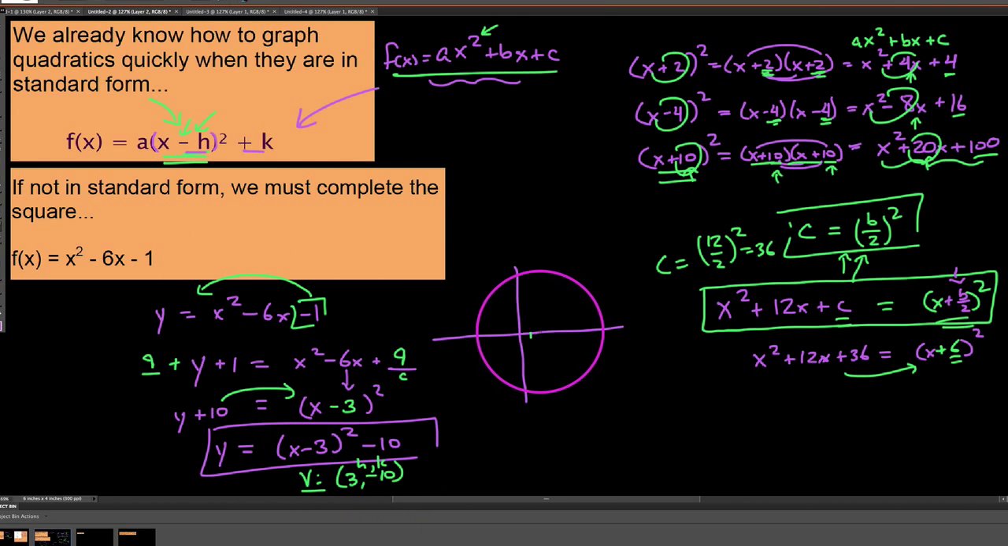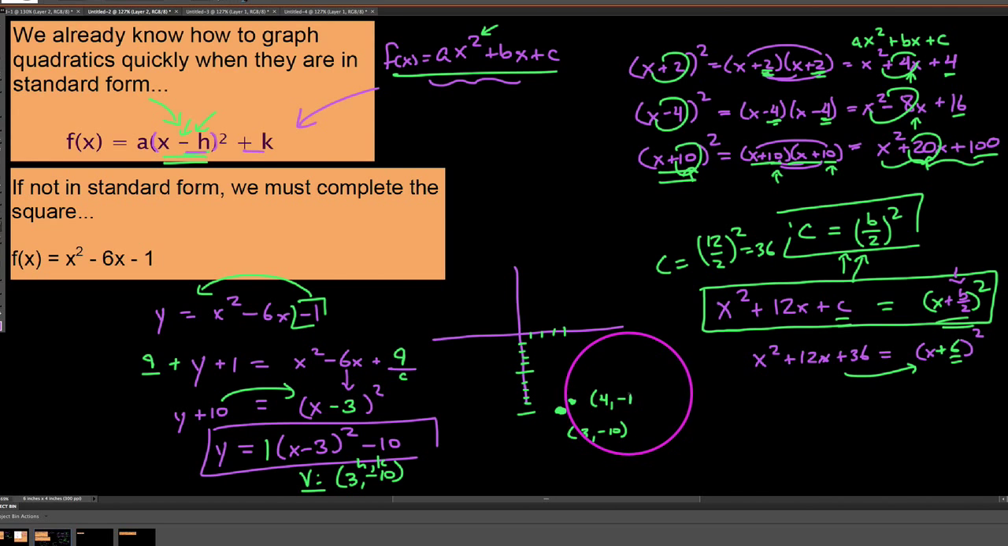So I would go right 3, 1, 2, 3, and down 10, 1, 2, 3, 4, 5. We would say here's our vertex, and this is at 3 comma -10. As far as what our a value is in the front, our a value is 1. So just like our parent function, it hasn't been stretched. It's going to go up 1, right 1, and I can say that this point right here is on my graph for sure. This would have to be 4 comma -9.